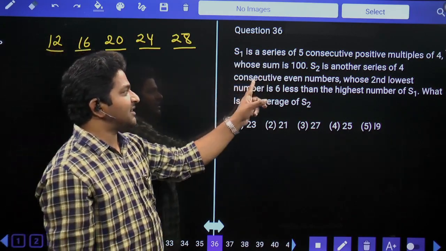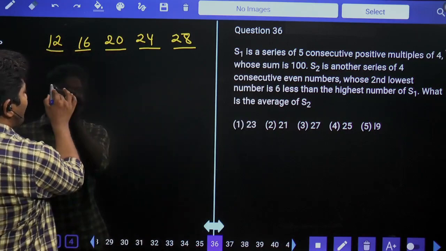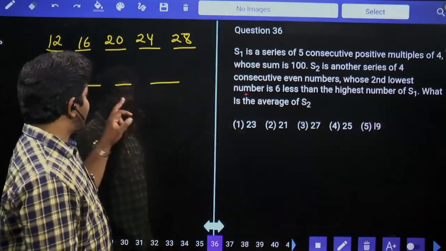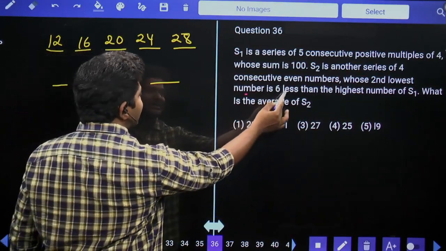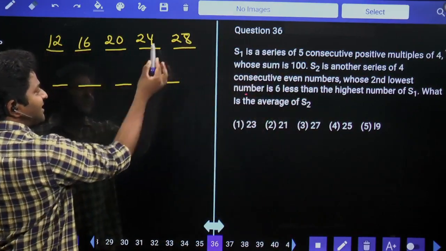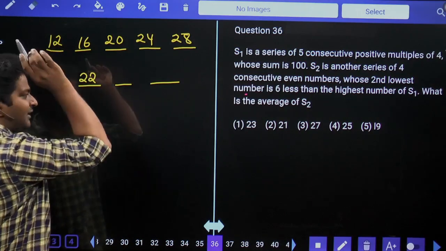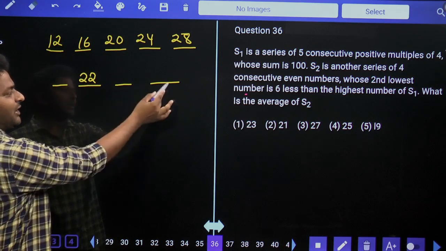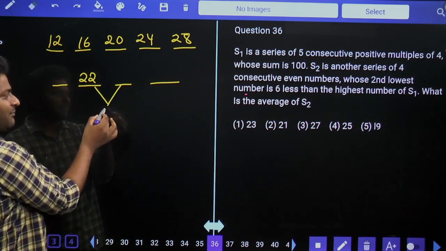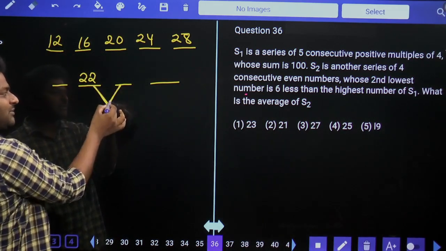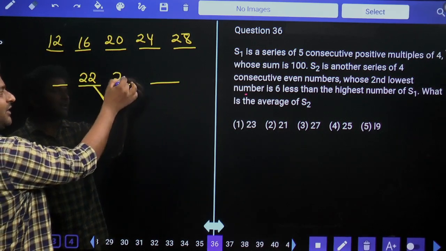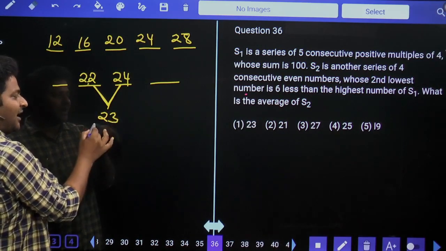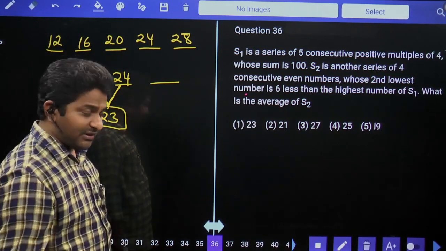S2 is another series of 4 consecutive even numbers. Whose second lowest number is, that means this one is 6 less than the highest number. 6 less than the highest number, in the sense that is equal to 22. What is the average of S2? See, all are consecutive even numbers. Average in the sense middle number, that should be in between these two numbers. If it is 22, the next number is 24 because all are even numbers. Between these two numbers, 23 will be there and this is our average. Average is 23, first option is the answer.